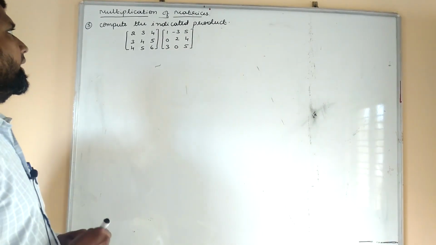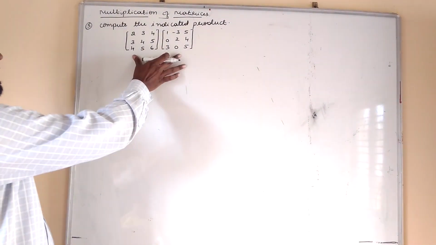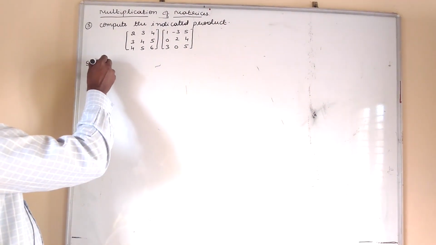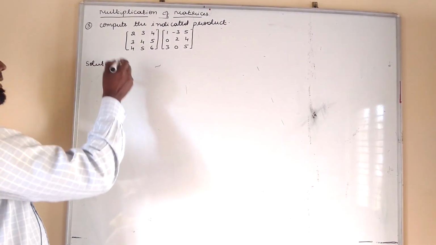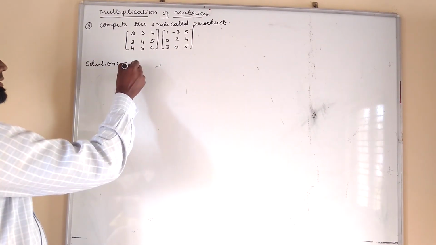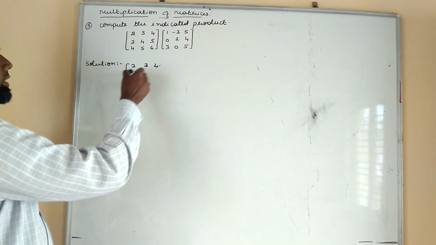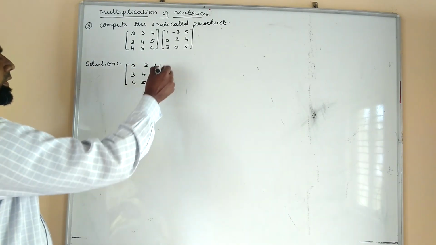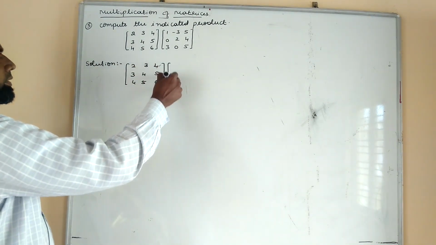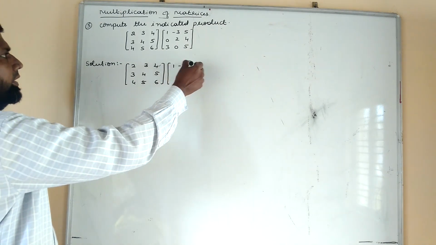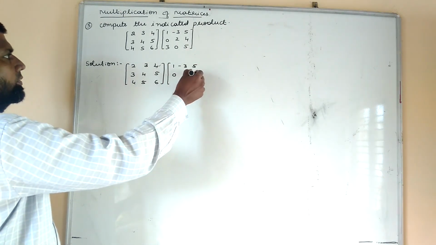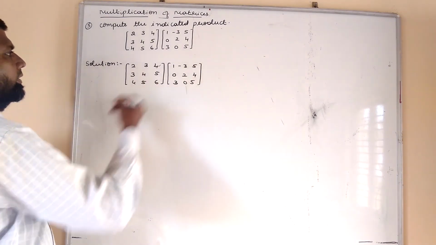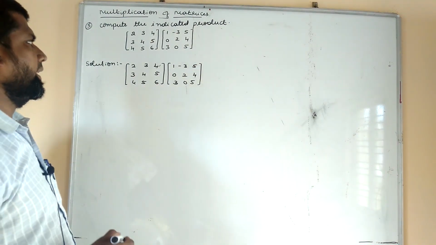Compute the indicated products. He has given the two matrices of order 3 cross 3 and 3 cross 3. Let us solve this problem. Let us take the given matrices 2 3 4, 3 4 5, 4 5 6 into 1 minus 3 5, 0 2 4, 3 0 5. These are the two given matrices of order 3 cross 3.